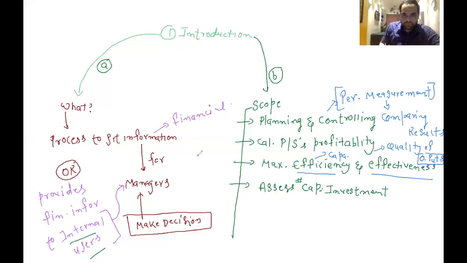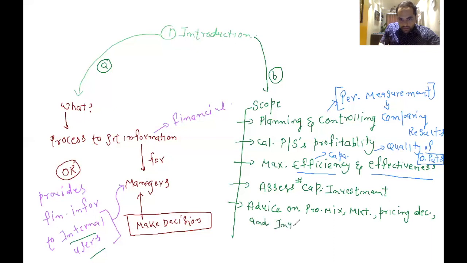Next is advise on product mix, market, pricing decision and investment. Instead of investment, we should say use of scarce resources, right? Okay.